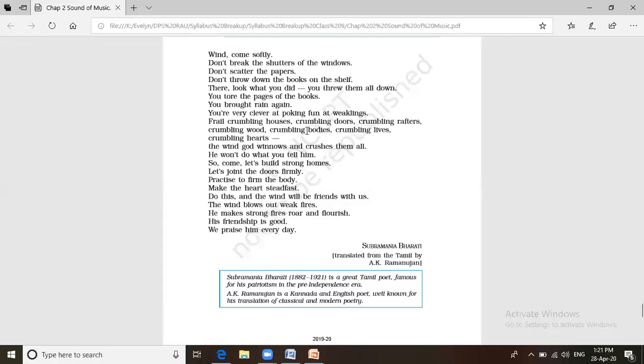Something that is crumbling. Yes, ma'am. What is it that crumbles? Ma'am, houses, doors, rafters, wood, bodies, lives, weak hearts, weak things that can break easily. All right. Now, Tavansh, here's a puzzle for you. A small question.